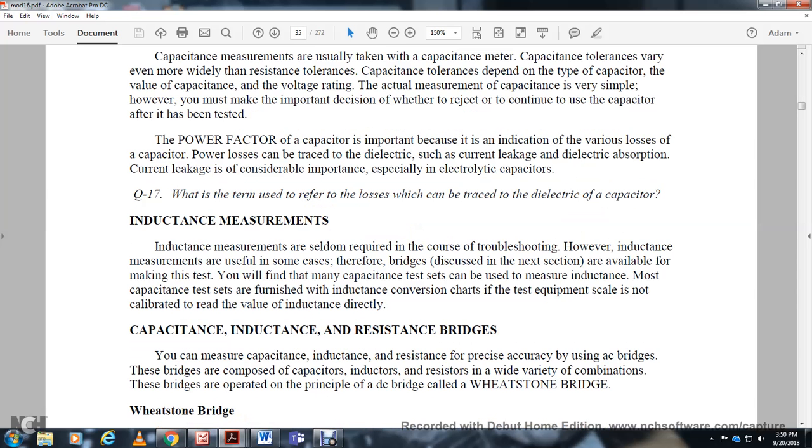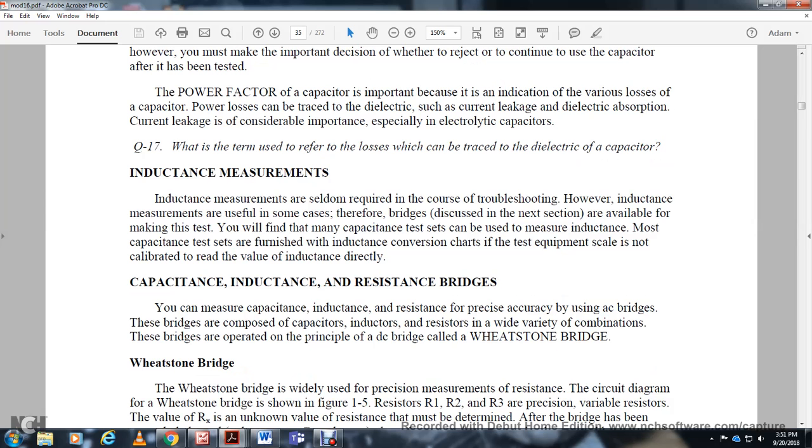Inductance measurement. Inductance measurement is seldom required in the course of troubleshooting. However, inductance measurement is useful in some cases. Therefore, the bridges discussed in the next section are available for making the tests. Many of the capacitance tests that can be made can be used to measure inductance. Some of the capacitance testers are furnished with an inductance conversion chart, since the equipment scale is not calibrated to read the value of inductance directly.